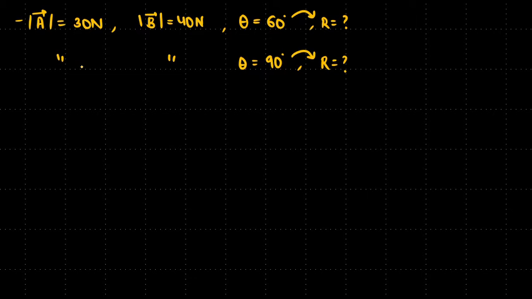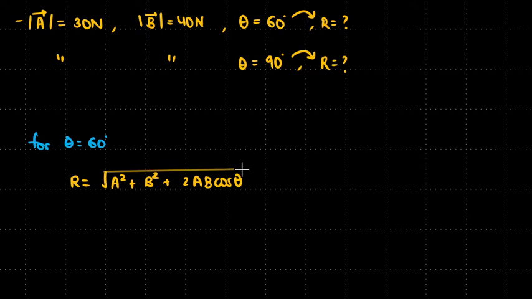In order to solve this question, we will have to do two cases. For the first case we find it in the first way, and for the second case in another way. For theta equals 60 degrees, we know the formula of the resultant is the square root of A square plus B square plus 2AB cos theta. We just need to add the values and we will get the answer.